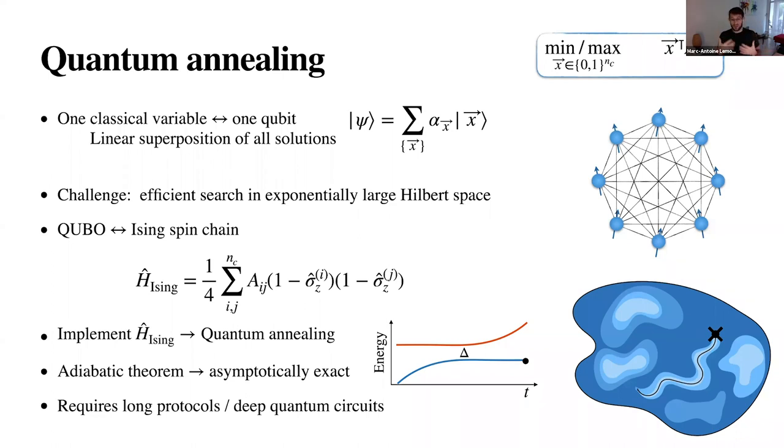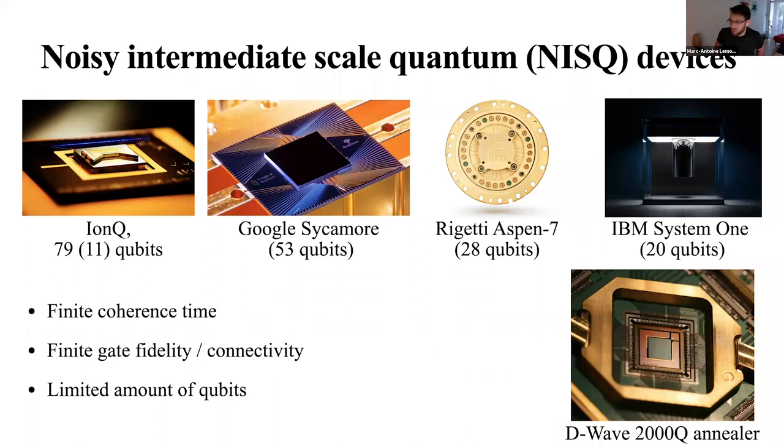So this usually requires a very long protocol, especially as the number of variables increases, the gap decreases, and you need to go slower and slower. Also, you need to implement this H_Ising on your quantum hardware, which can be very challenging, given that it can be an all-to-all coupling, for example. So what you need to implement those protocols does not yet fit what we have now in terms of quantum resources. For the moment, what we call noisy intermediate-scale quantum devices, or NISQ for short, are the current generation and what we expect to be the next few generations of quantum hardware.